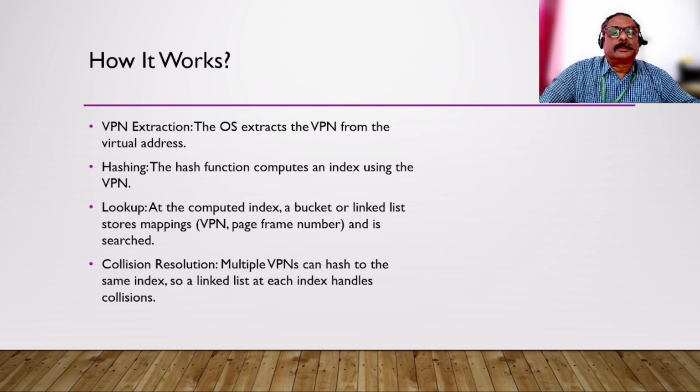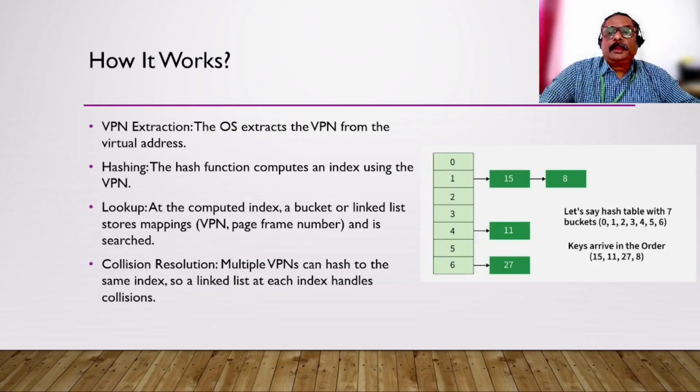When such a collision happens, instead of using one bucket, we can use a linked list that stores all these multiple VPNs in the same bucket. As an example, let's explain what we were trying to say. If we assume a hash table of 7 buckets, 0 to 6, then for any given number you just divide by 7, and whatever the remainder is will be the index in the hash table.